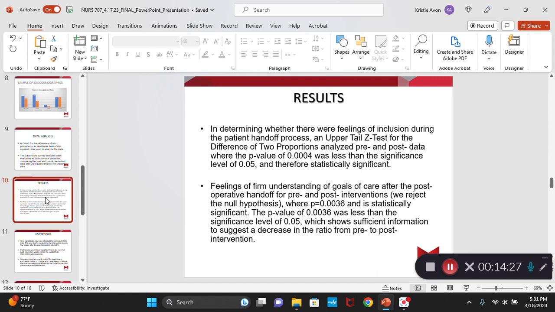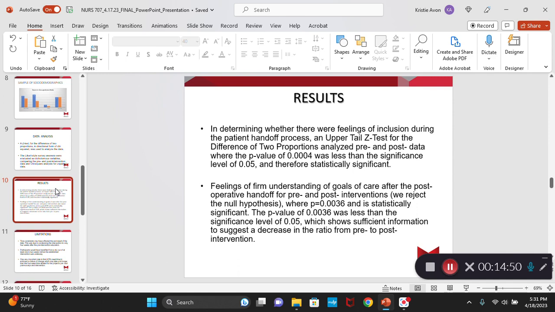So the results in determining whether there were feelings of inclusion during the patient handoff process. The test that was used showed a p-value of 0.0004, which was less than the significance level of 0.05 and therefore statistically significant.